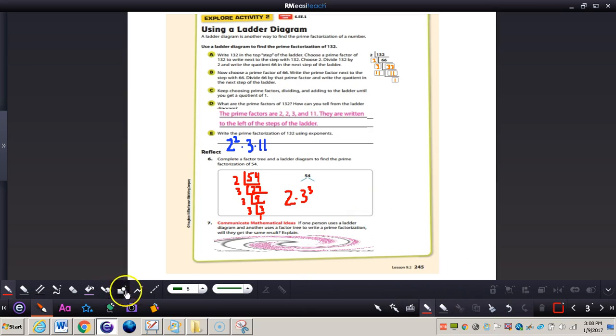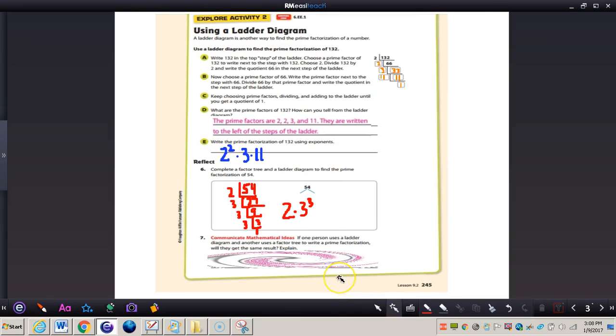Now let's take a look at the question. It says, if one person uses a ladder diagram and another uses a factor tree to write a prime factorization, will they get the same result? And we see from what we just did, yes, there is only one unique prime factorization for every integer greater than 1. So no matter if you use a ladder diagram or a factor tree, you'd still get the same prime factorization.